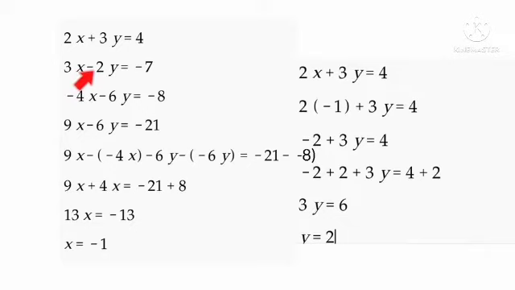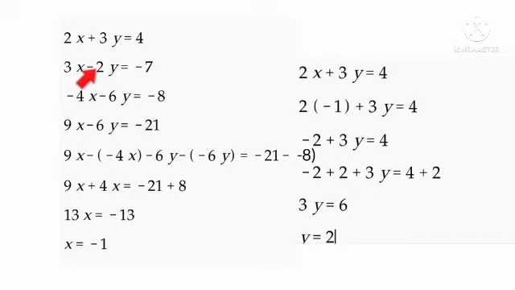This is what I'm talking about. Now we're going to multiply the whole of equation 1 by the coefficient of y in equation 2, which is negative 2. So by the time we do that, we're going to have negative 2 times 2x, that will give you negative 4x. Negative 2 times 3y will give you negative 6y. Negative 2 times 4 will give you negative 8. So basically, we are multiplying the whole of equation 1 by negative 2 because negative 2 is the coefficient of y in equation 2.